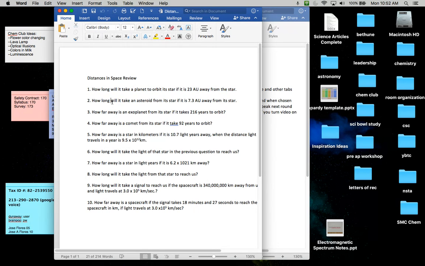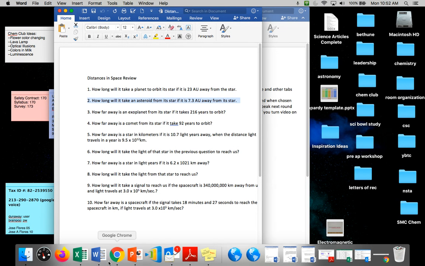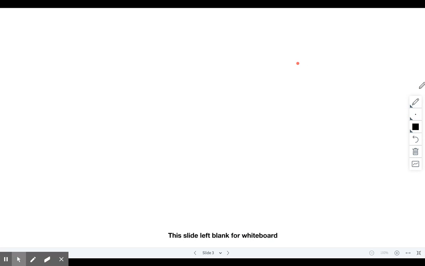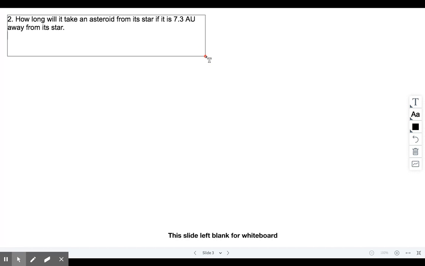Let me copy the next one. Next one says, how long will it take an asteroid to orbit its star if it is 7.3 AU away from its star? So this one should take a lot less time because it's a lot closer. It's only 7.3 AU away. So we want to use the same formula. I'm going to write it again. p squared equals a cubed, because we have 7.3 AU here again.